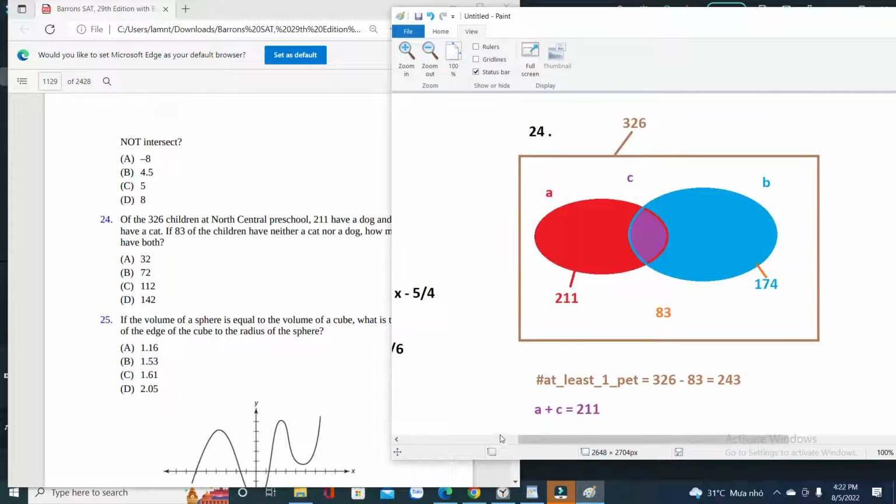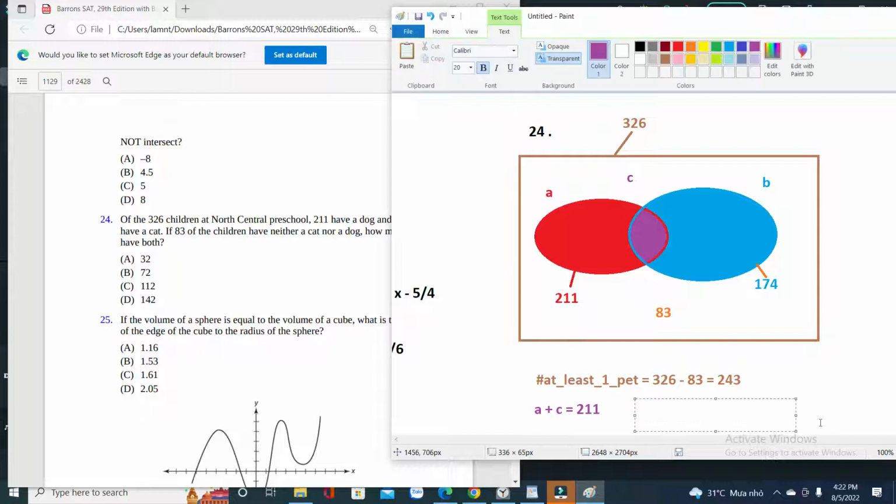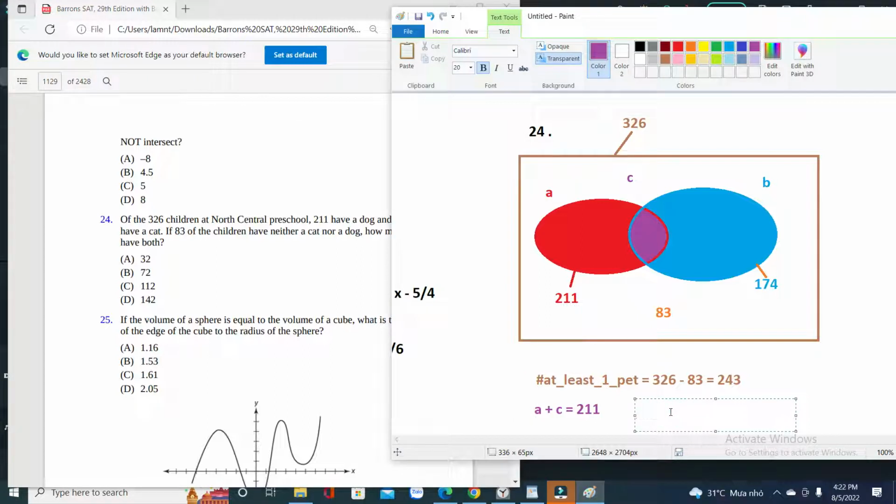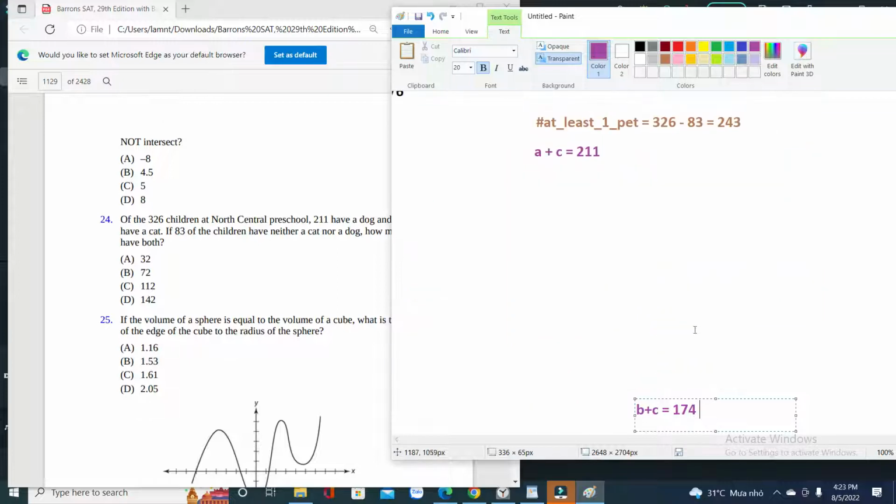Next we have a second equation, which is the total of students who have dogs. So we have 174, and we see the part of students that have dog is B plus C, right? So B plus C is 174, because the B part and the C part together indicate the students who have dog. And A plus C indicates the part of students who have cat, right?